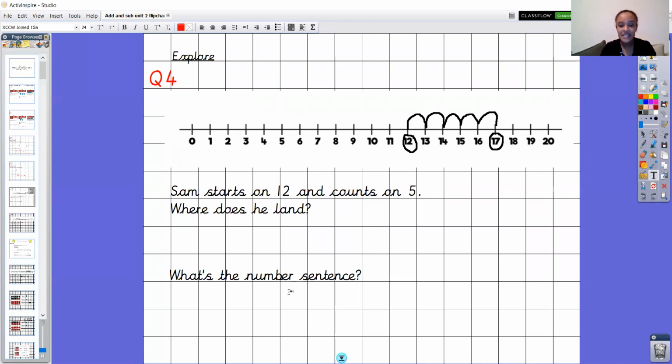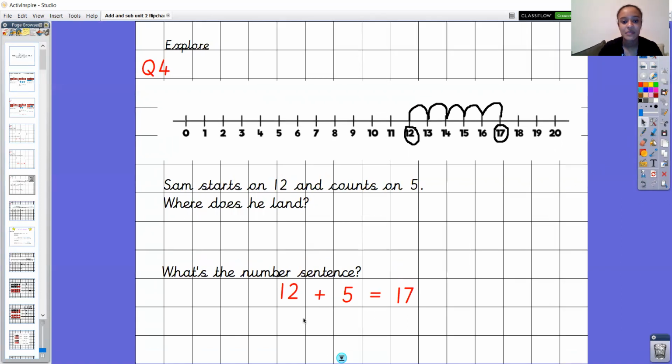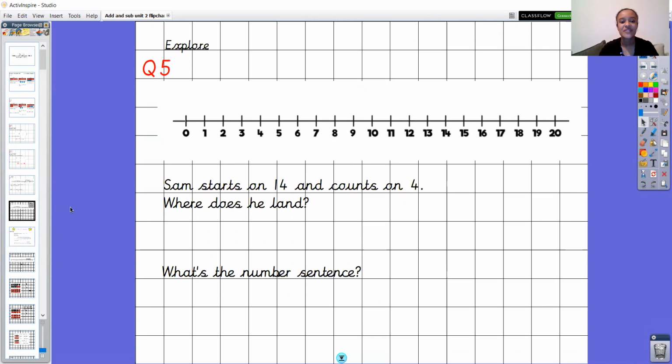So well done. So our number sentence would be, well, part is 12. Add another part. And the other part is 5. Gives us our whole, which is 17. Fantastic. 12 add 5 equals 17. Are you ready to do that one with me? 1, 2, 3. 12 add 5 equals 17. Superstars.